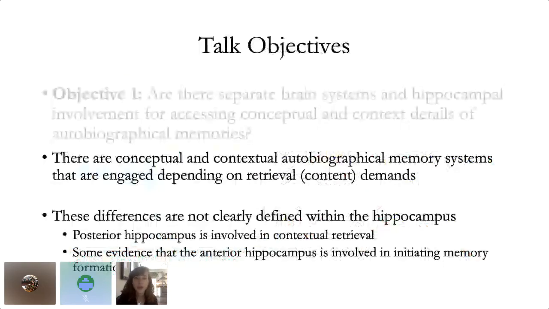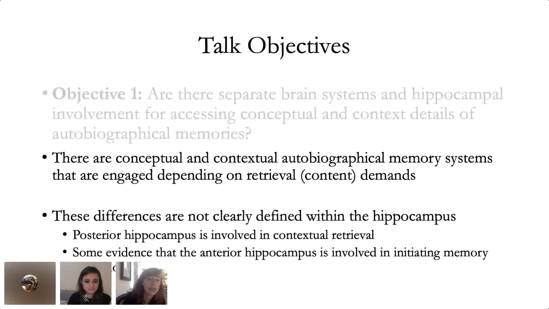So in answering this first question, it seems that there are separate brain systems for conceptual and contextual remembering, and the engagement of these systems can vary with retrieval demands. These distinctions partly map onto hippocampal functional specialization. We saw that the posterior hippocampus is more involved in contextual than conceptual detail retrieval. And the anterior hippocampus seems to be involved in initiating memory formation, regardless of how that memory is formed.